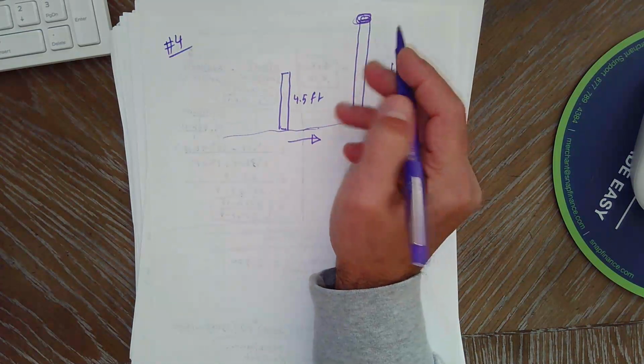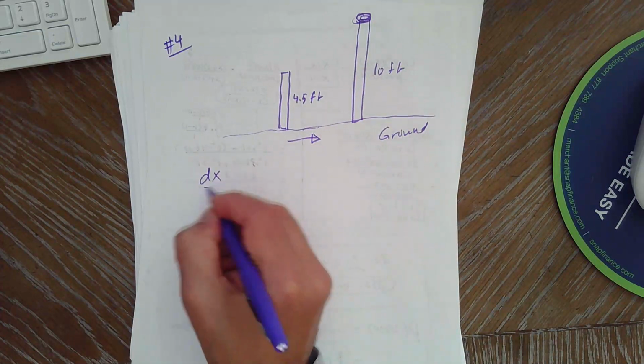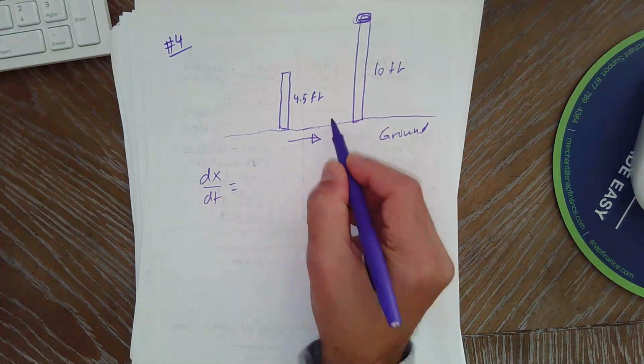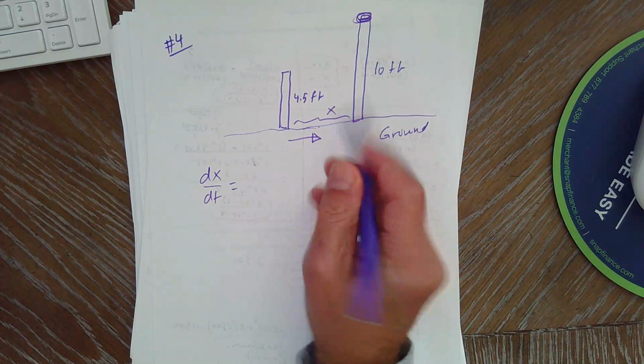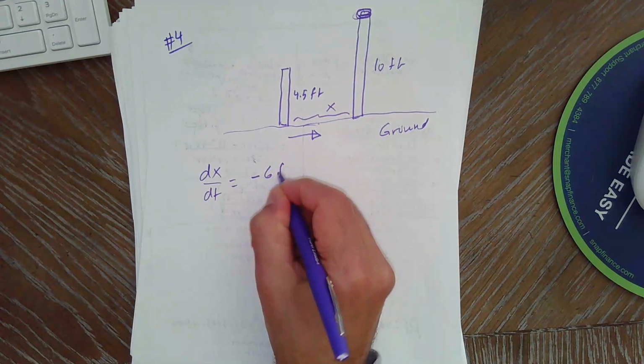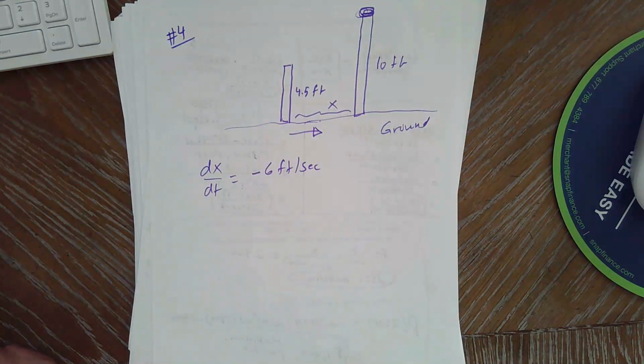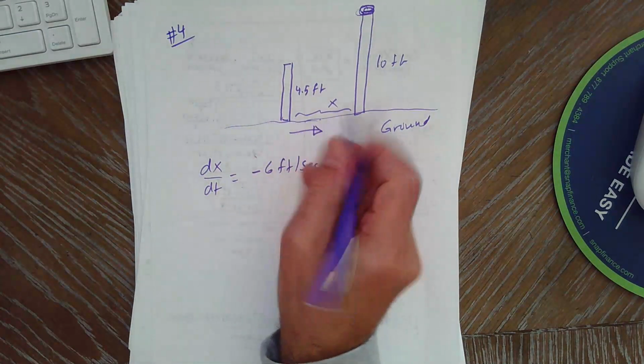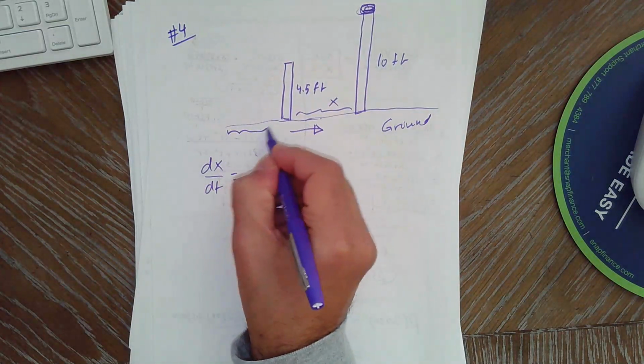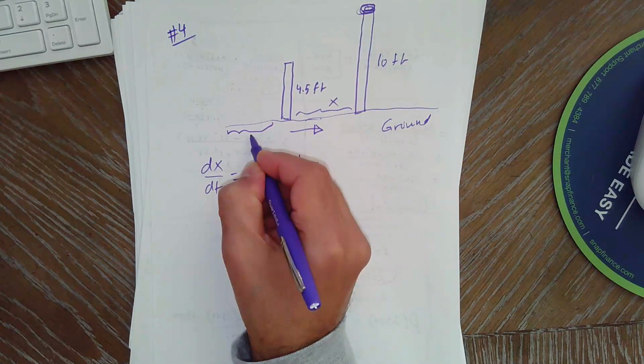At the rate of 6 feet per second, dx by dt, if this is x, that's getting smaller, so it's going to be negative, even though they don't tell us it's negative. As x is shrinking, its rate is negative. How fast is his shadow changing in length? So if this is the boy, the shadow would be right here. Let's label it y. So we want dy by dt.